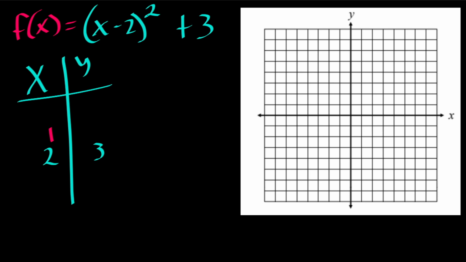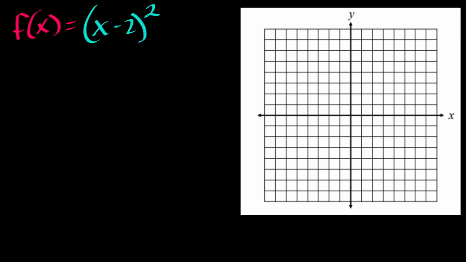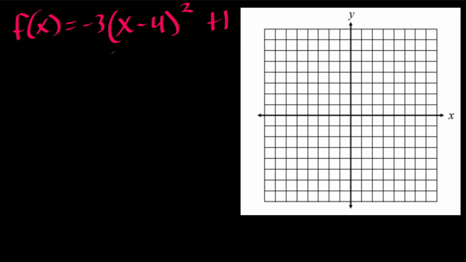So let's do another one just to get an idea of it. And if I were you, I would try this one on my own just to get an idea for practicing it, but I'll also go through it too. So let's say f of x equals negative 3 times (x minus 4) squared plus 1. So the first thing we want to do, we don't have to do this, but I just want to make a note of it for you. This number that's multiplied in front, that's a.